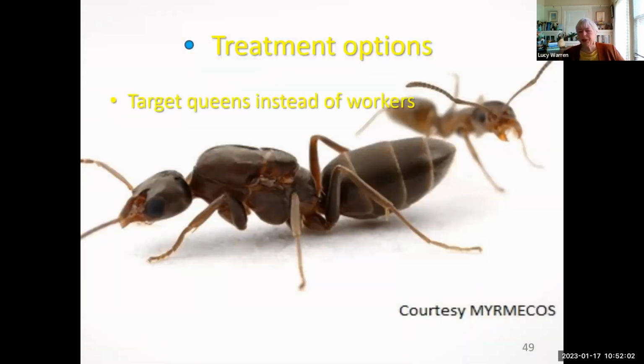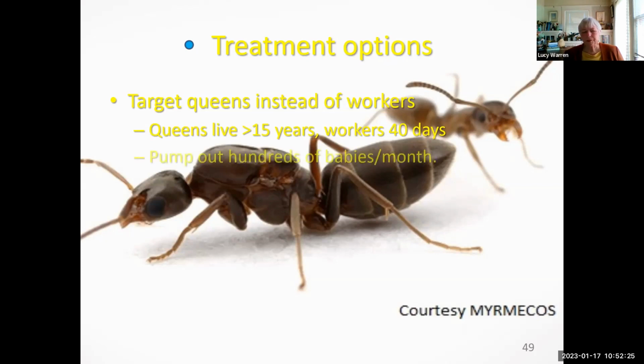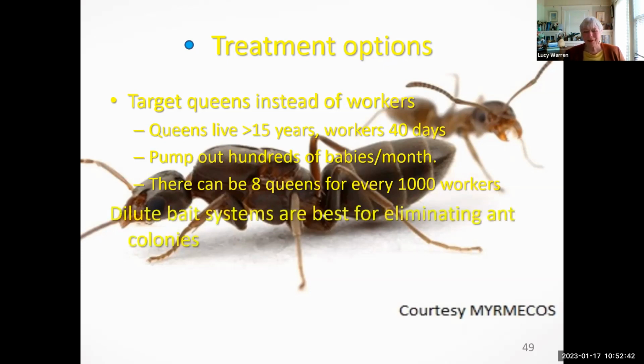So how do we get rid of the ants? First, you target the queens rather than the workers. Most of the ant baits that are in the commercial market target the workers. But the reason you want to get to the queens is because they can live up to 15 years and the workers only live about a month or so. And the queens pump out hundreds of babies a month. So there can be 8 queens for every 1,000 workers. These ants really love to multiply.